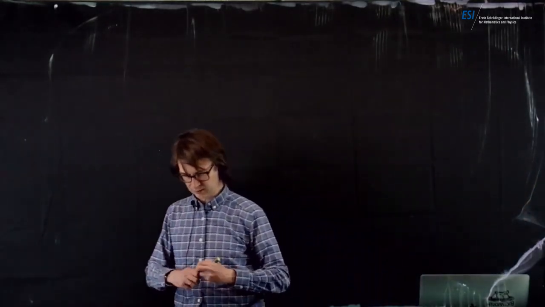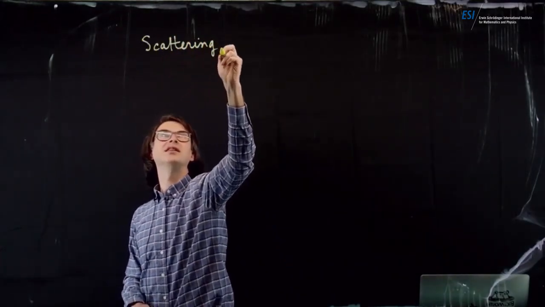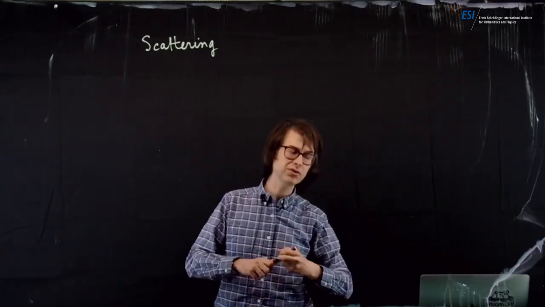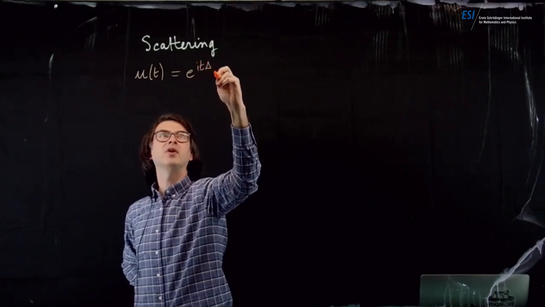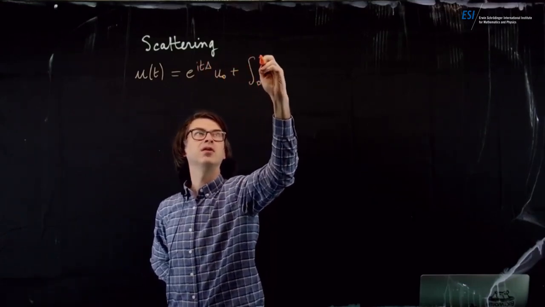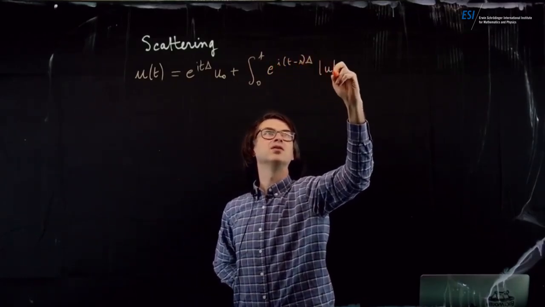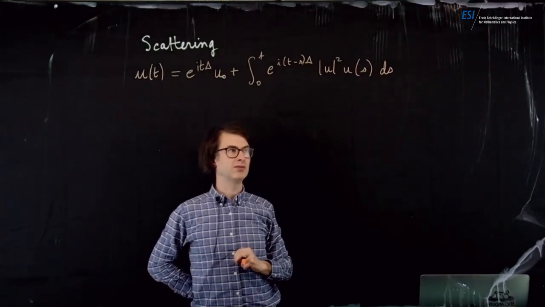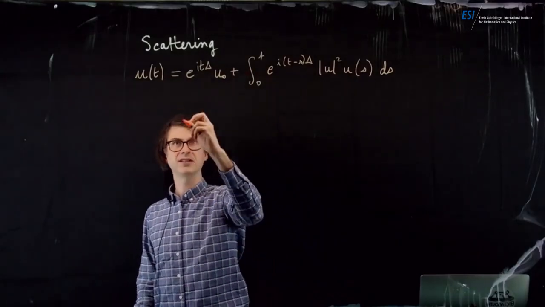Okay, let me just show quickly how to get scattering, which is asymptotically linear behavior. So let's start with the formula. We have a solution and we know our solution is doing this: u(t) is e^{itΔ}u_0 plus the integral of e^{i(t−s)Δ}|u|^4 u(s) ds. Okay, and we'd like to write it as e^{itΔ} times something. So there is an obvious way of rearranging this expression.